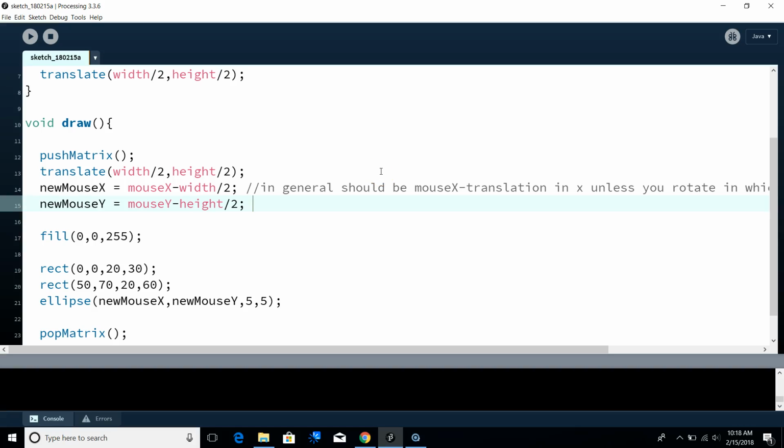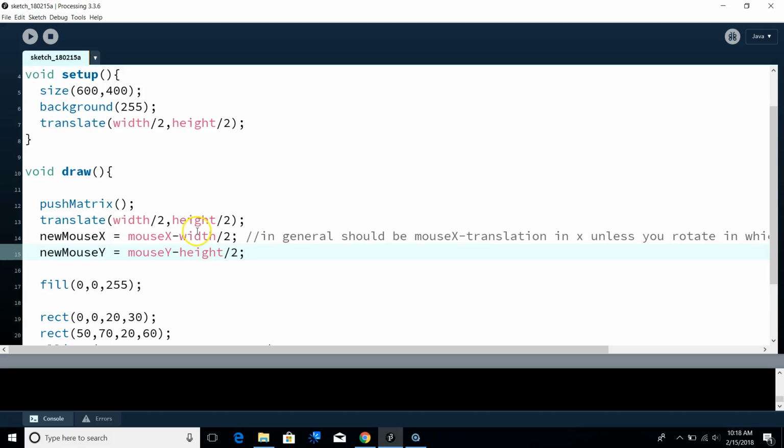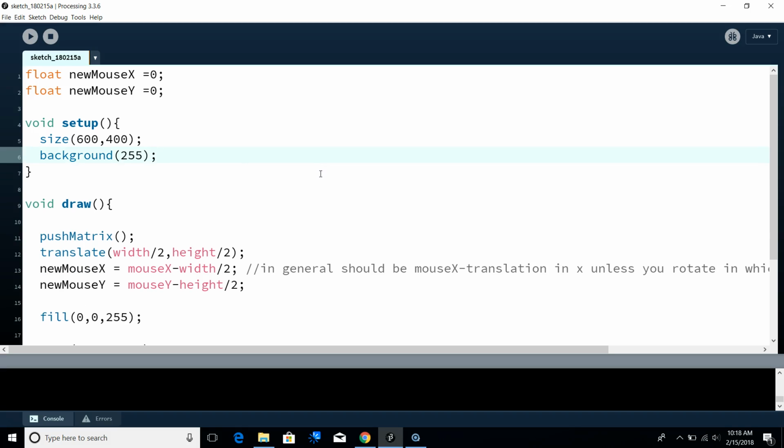Okay, so let's figure out how rotate works. From my translate sketch, I just dumped a bunch of extra junk. So I still have my new mouse X, new mouse Y. I still have my void setup, with this translate in it, which is doing exactly all of nothing. Right? Because the draw method, the first time it runs, it says, yeah, we're going to forget the translations that have happened before.